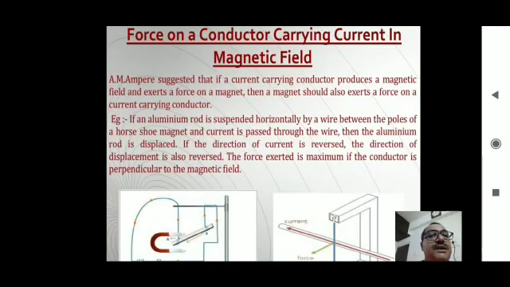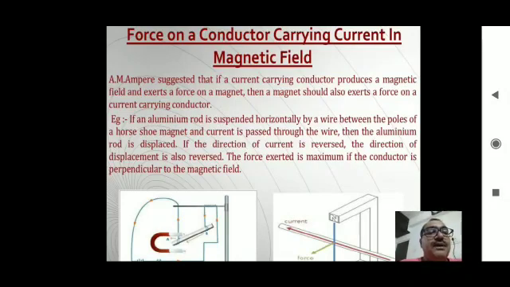Students, Ampere suggested that if a current carrying conductor produces a magnetic field and exerts a force on a magnet, then a magnet should also exert a force on a current carrying conductor. It means that here we are going to learn that when we keep a magnet nearby a current carrying conductor, the conductor can be displaced.